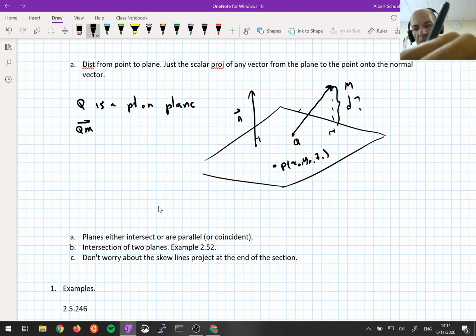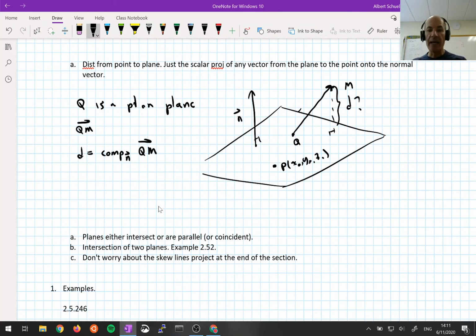And this should start to look familiar. We're trying to find the projection of q in the n direction, because notice that this line segment whose length is d is parallel to n. So if we can project qm onto n, find the scalar projection, we will find the distance that we seek. So d is actually the scalar projection, which we denote comp n, the scalar projection of qm onto n.